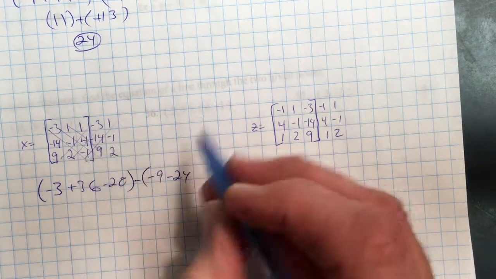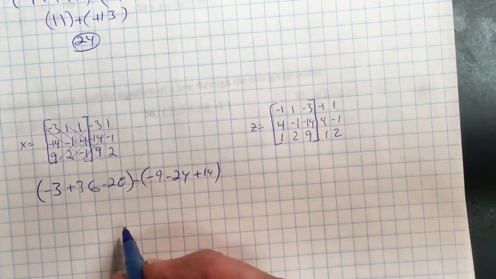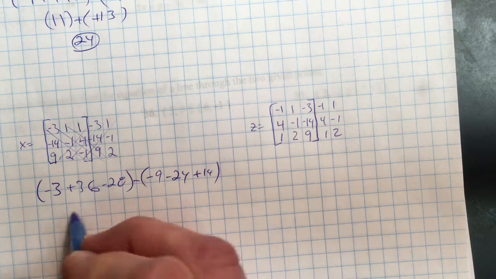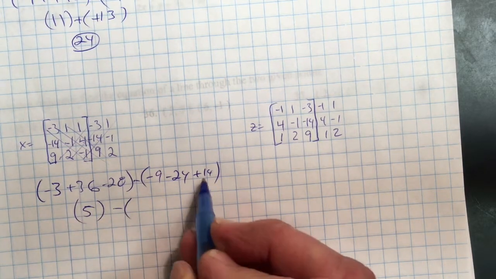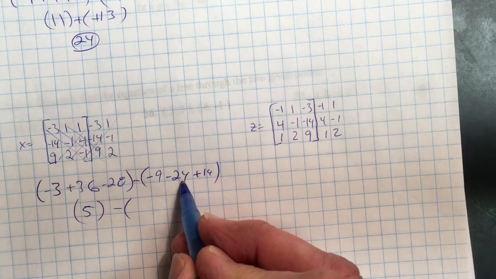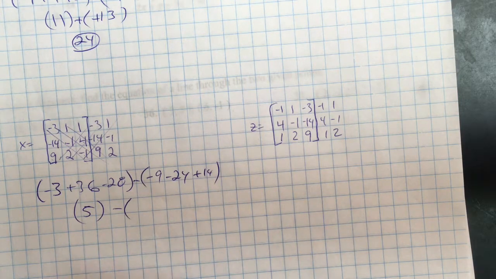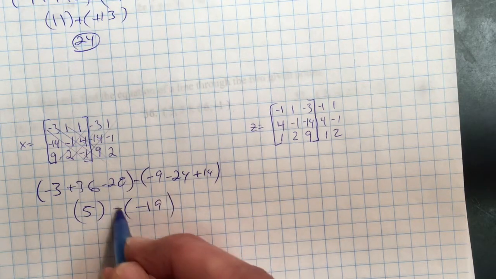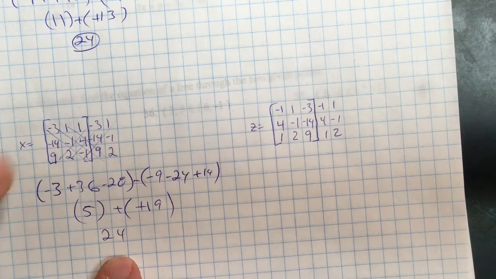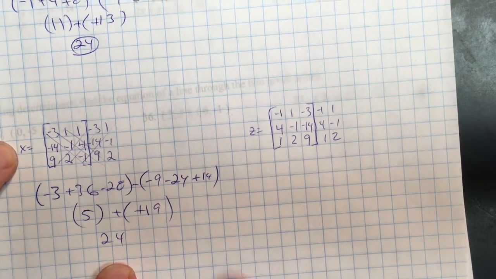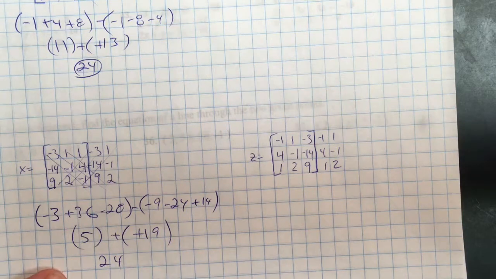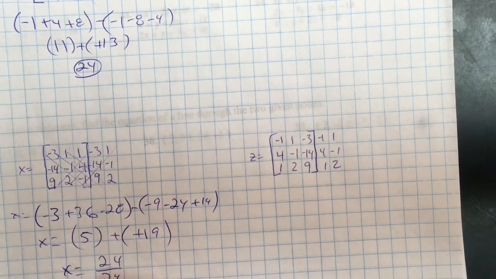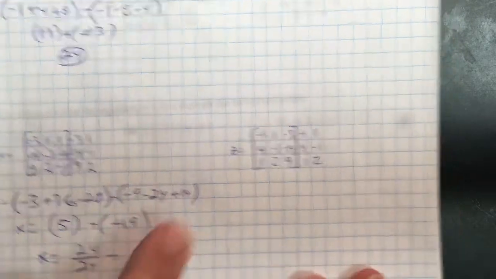And +14. I'll combine all these. This becomes a positive 24. Now, this is defining the x. I divide that by the determinant A I found above. So 24 divided by 24, x equals 1. All right, now we're going to go find z.